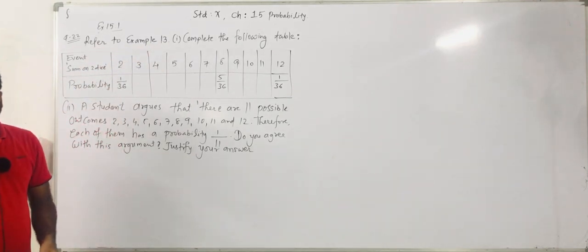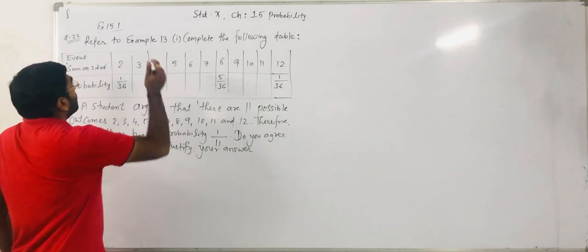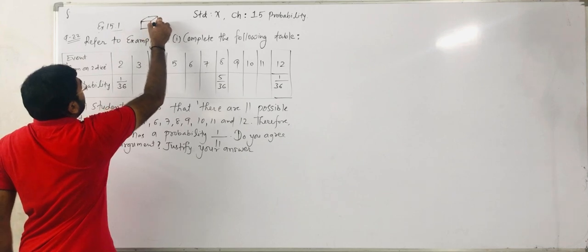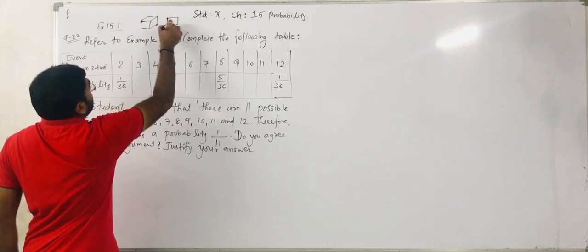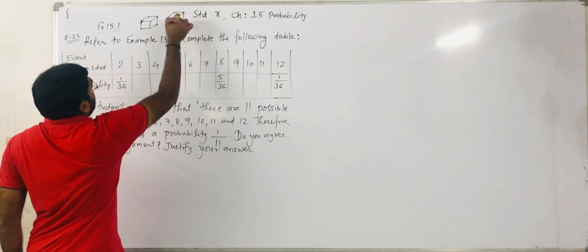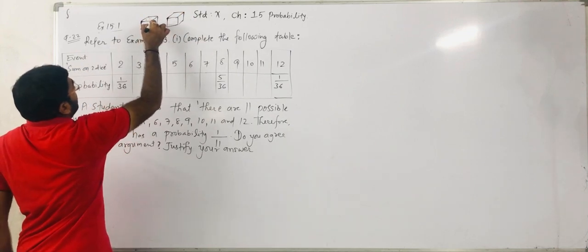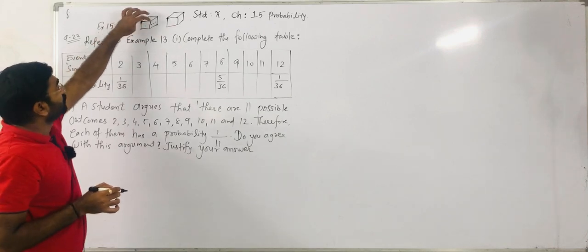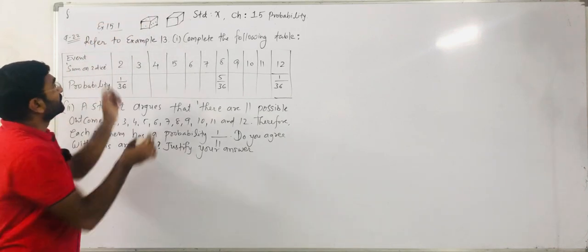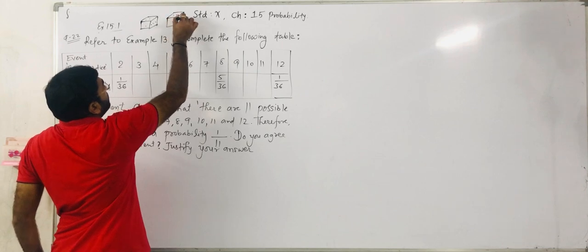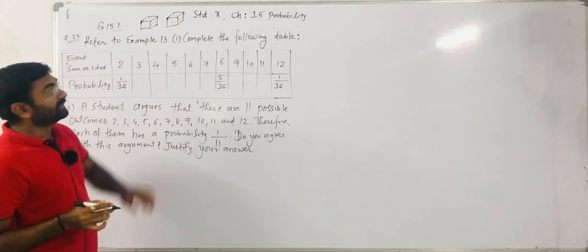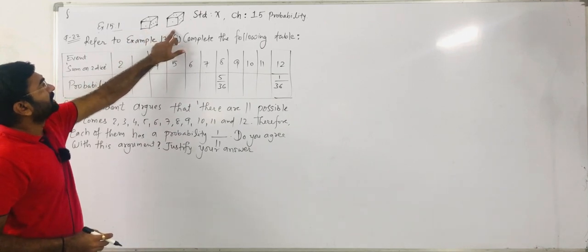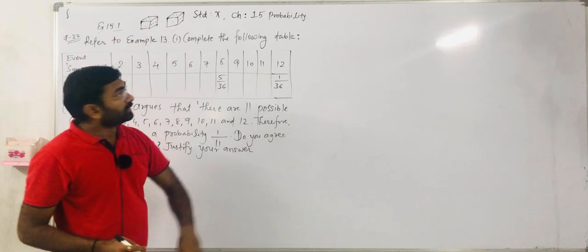So in example number 13, there are two dice. One is a blue dice and another one is a grey dice. These two dice are thrown, and you all know that in a dice there are six faces: 1, 2, 3, 4, 5, and 6. Same way here, 1, 2, 3, 4, 5, and 6 in the other die. So in example number 13, one is a blue die and another is a grey die, and those two dice are thrown.